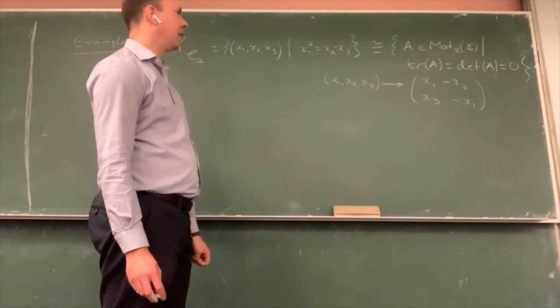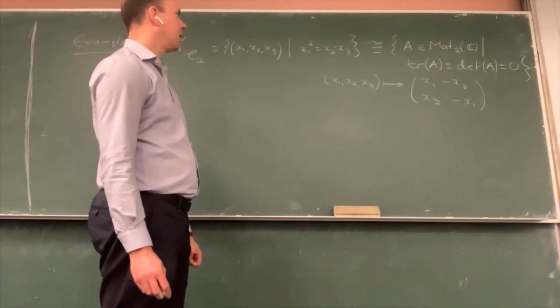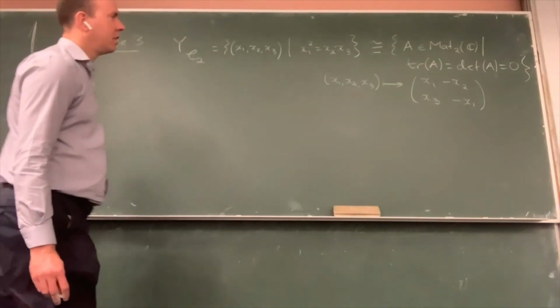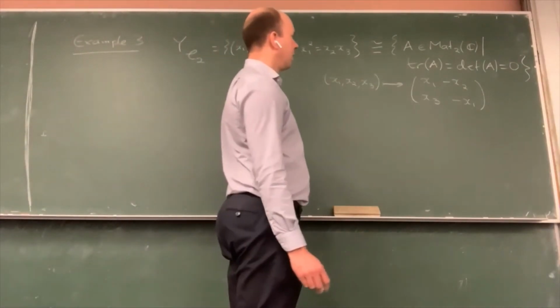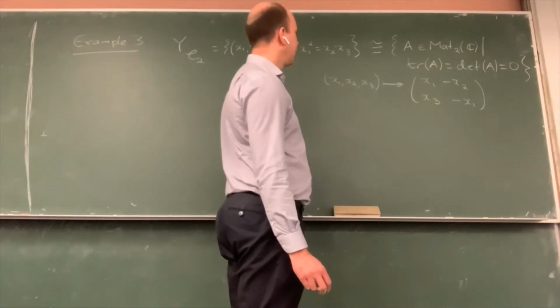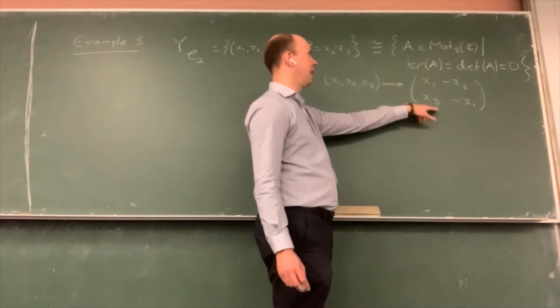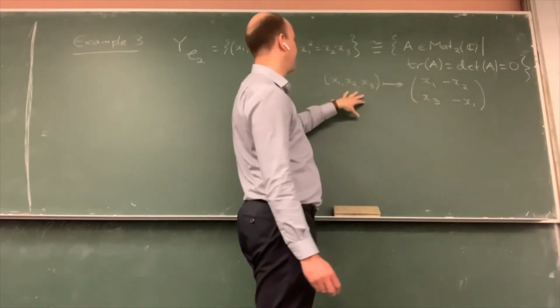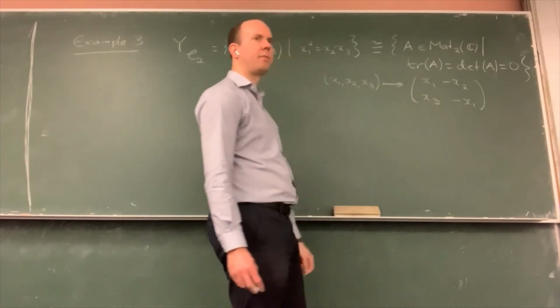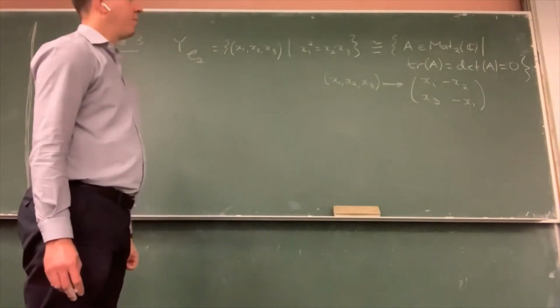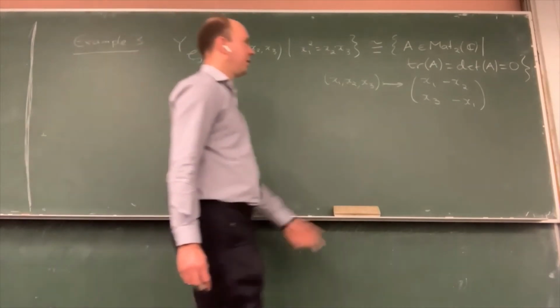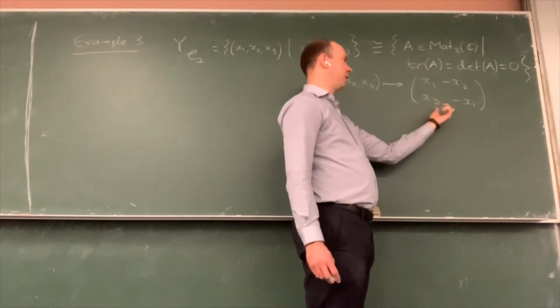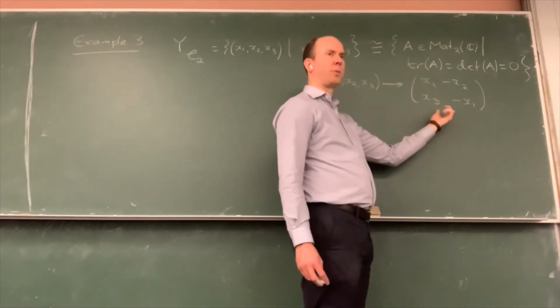So getting back to this example, unless I made a sign mistake, every nilpotent 2 by 2 matrix is of that form for x1, x2, x3 satisfying that equation. So the nilpotent cone in 2 by 2 matrices has a well-known resolution of singularities called the Springer resolution.